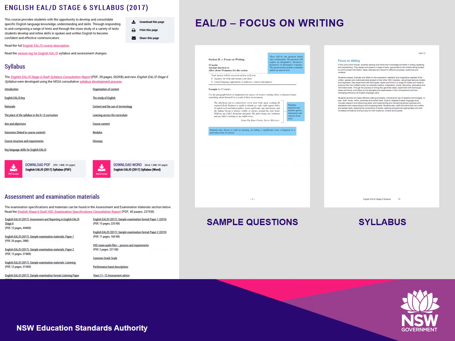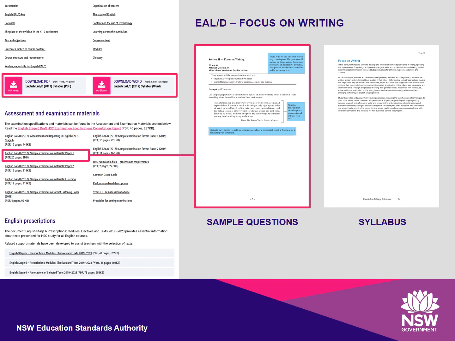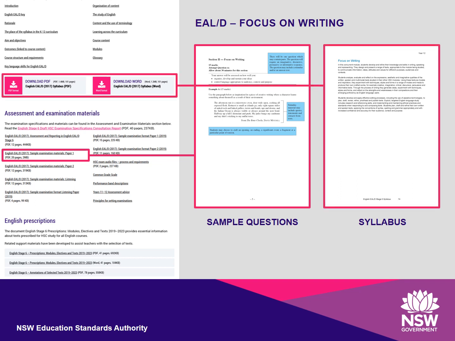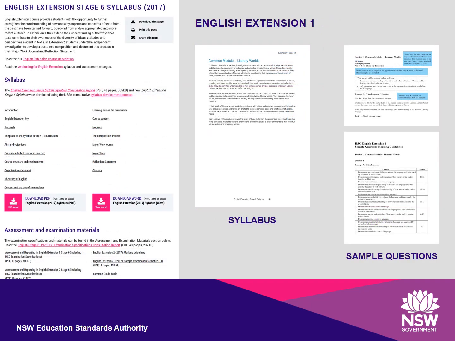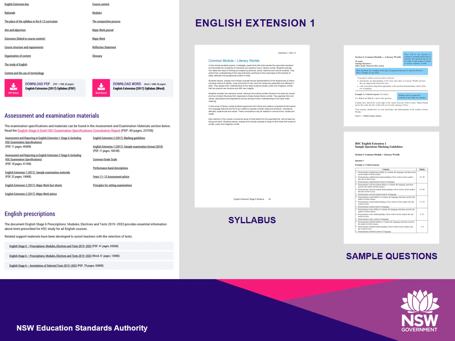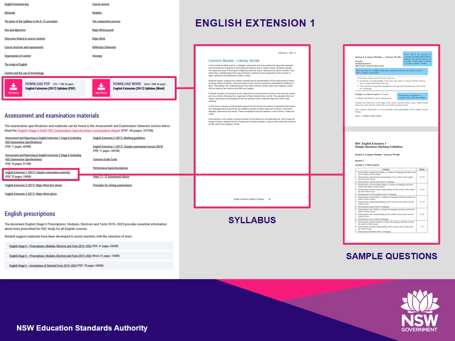EALD also has a new writing module. Read the sample questions and module description to get a clear idea about the requirements of this new module. The English Extension 1 exam has been redesigned to reflect the new syllabus and exam specifications. It is still a 2-hour exam, but there is now common content examined in Section 1. As this will include unseen stimulus, the reading time is now 10 minutes.